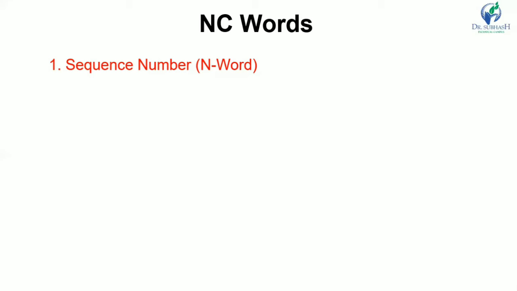The different NC words used in forming blocks are: sequence number, preparatory function, coordinates, that is X, Y, Z, feed function, spindle speed function, tool selection function, miscellaneous function, and end of block. Now let us start with the first, the sequence number. It is known as the N word.